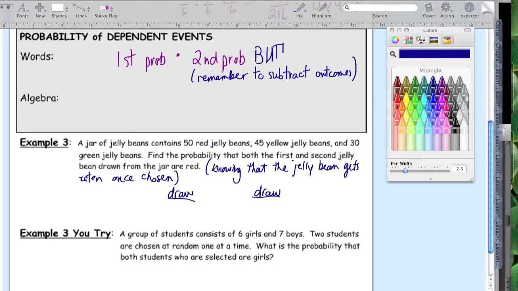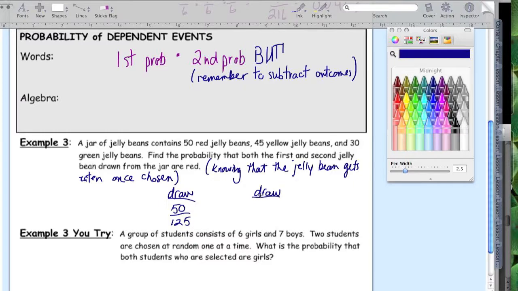And you see I added in here knowing that the jelly bean gets eaten once it's chosen. So once you pull one of the jelly beans out, assume that you eat it. So that's going to change things. Now it's already eaten and it's not left in the jar anymore. So on the first draw, the probability that we choose a red one is going to be 50, because we have 50 red jelly beans. And we have to find out how many we have total. 50 plus 30 plus 45 tells us that we have a total of 125 jelly beans. Alright, so the first pull, we have a chance 50 out of 125 of getting a red jelly bean.